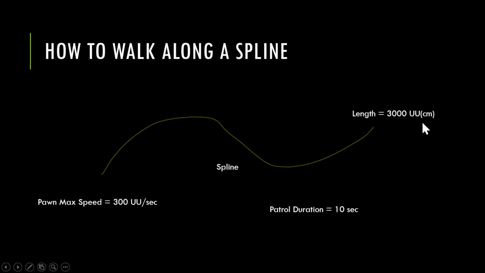We also know what the pawn max walk speed is based on the pawn movement component. And so if we assume that the pawn max walk speed is 300 units per second, we can divide 3,000 by 300, and we can determine that it would take an AI 10 seconds to traverse this path. So by using that math, we can determine, okay, it will take, no matter what length I put this at, I can always compute how long it will take to traverse the path.